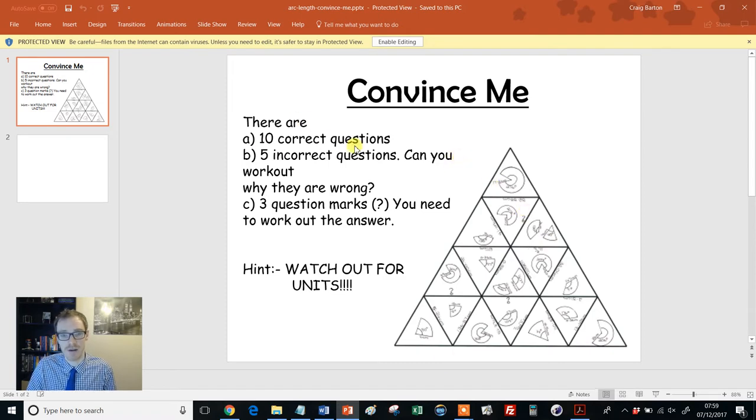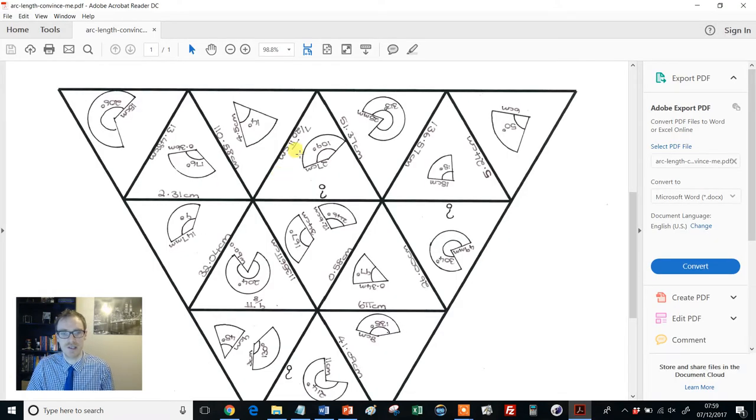But essentially, there are 10 correct answers. There are 5 incorrect matchings. That's really important. And then this bit, I love this. There are 3 question marks for matching up. And the kids have to try and solve it, figure out what's going on, and watch out for units. So let's take a look at this so we can see.